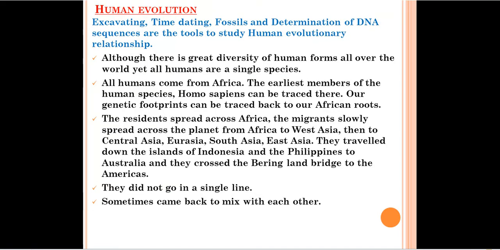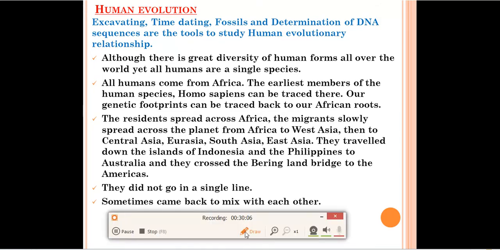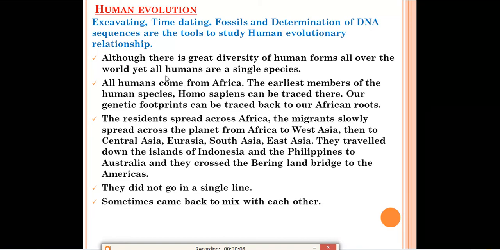Next is human evolution, and this is the last topic of this chapter. So how does human evolution occur? Excavating, time dating, fossils, and determination of DNA sequences are the tools to study human evolutionary relationships. You have to remember these words: excavating, time dating, fossils, determination of DNA sequence.